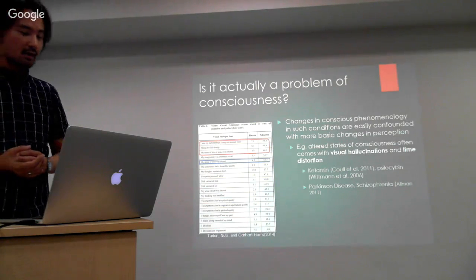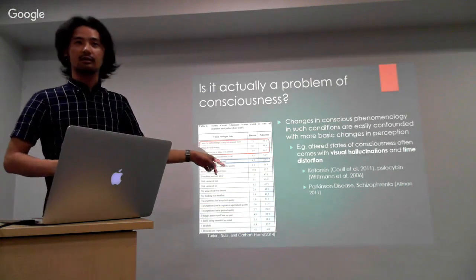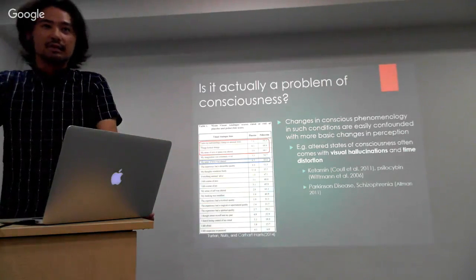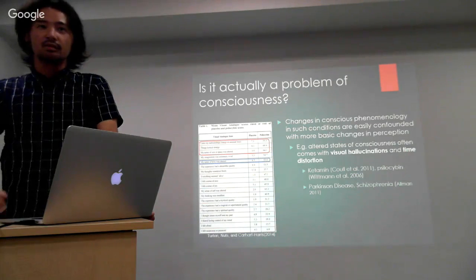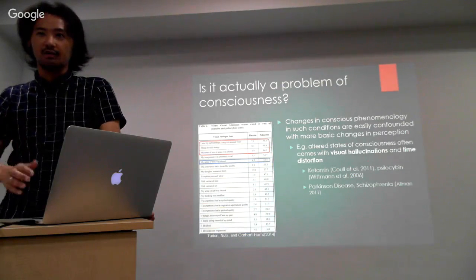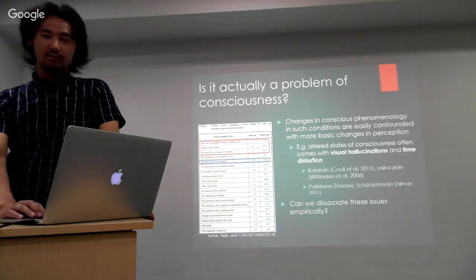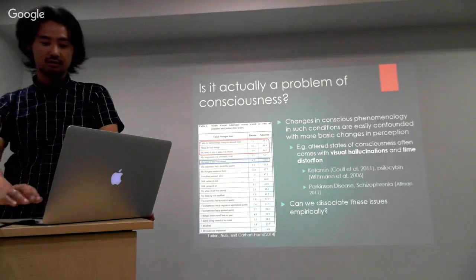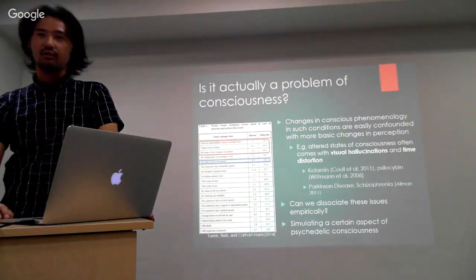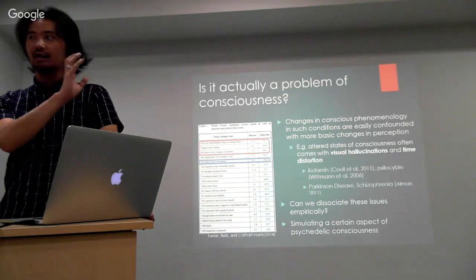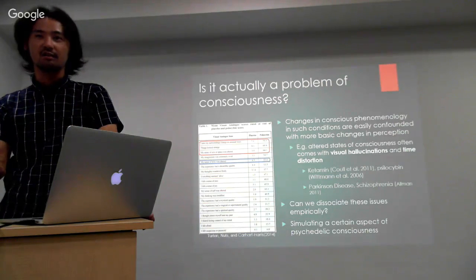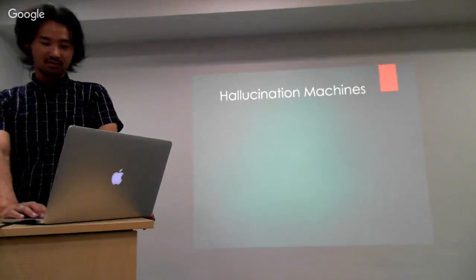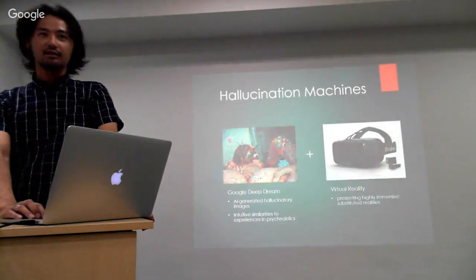distortion. And not just in drug-administered psychedelic states, but also Parkinson's disease or schizophrenic patients report both visual hallucination and time distortion. So it's kind of difficult to dissociate the different types of symptoms from each other. So one way is maybe simulating one certain aspect of the psychedelic state with virtual reality, which may contribute to dissociating these problems. So the idea is quite simple.